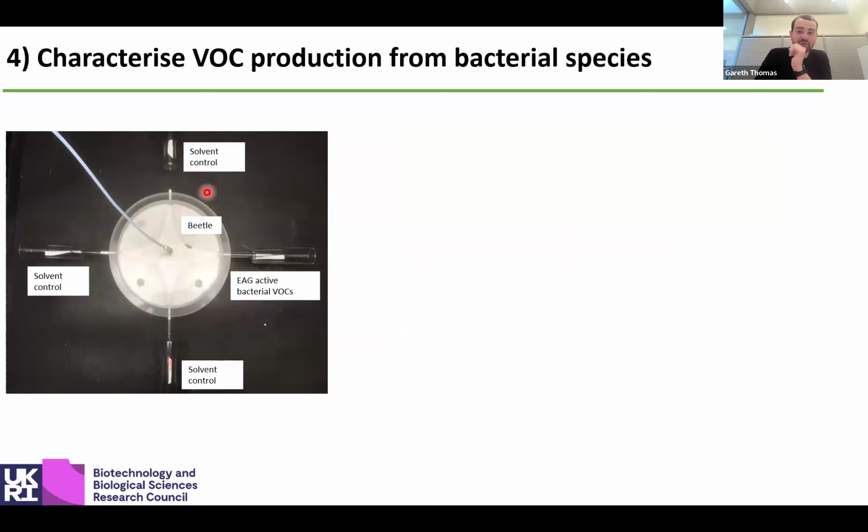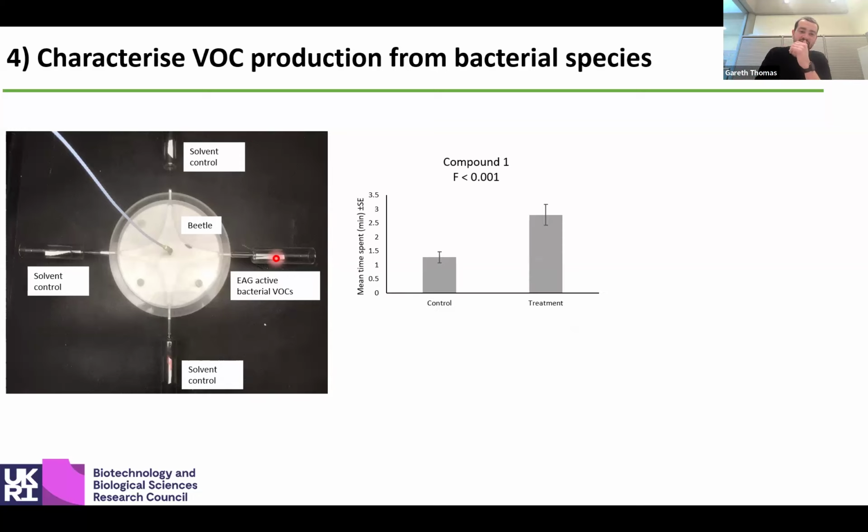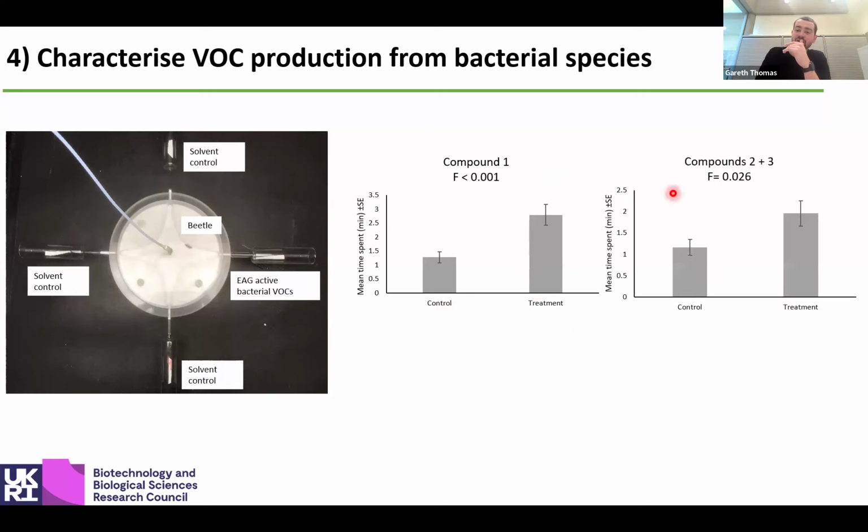It's exactly the same as before, but rather than using the entire collection of volatiles by the bacteria, we're using these 3 compounds in their purified form, so we can actually figure out which compounds are causing this attraction. So the first one we tested was compound 1, which is the one that was produced across all 3 bacteria. And we can see that the beetle spent a significantly greater amount of time in the treatment arm compared to the control arm. We then purified out compounds 2 and 3.